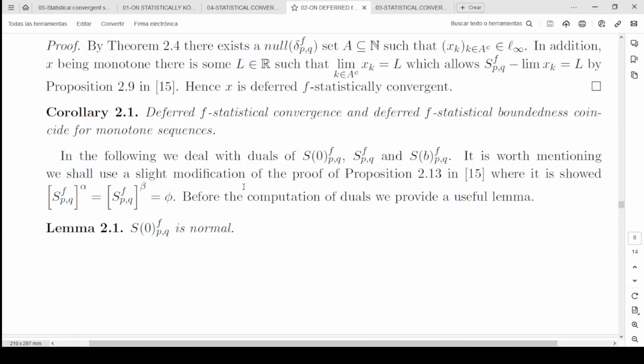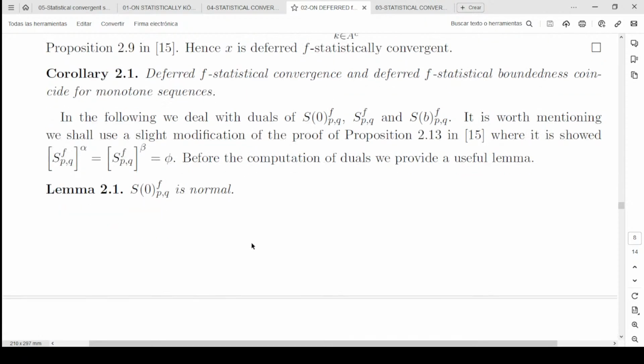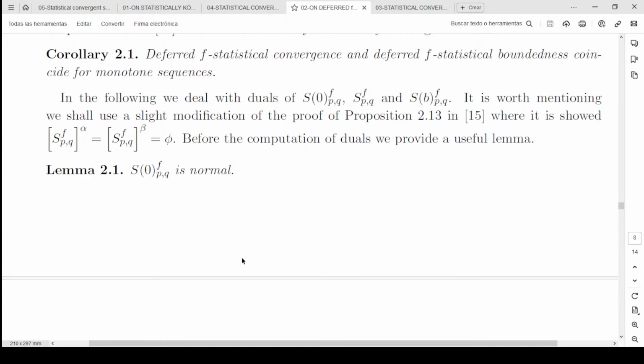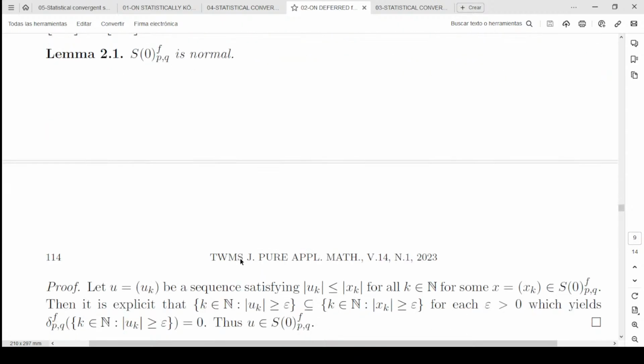And in these parts we deal with the computation of alpha and beta duals of the space of all deferred f statistically convergent sequences and the space of all f deferred statistically bounded sequences.